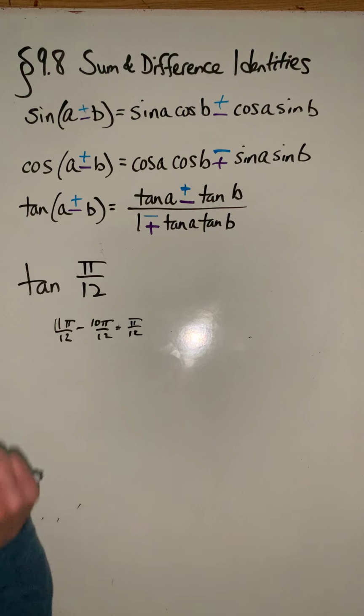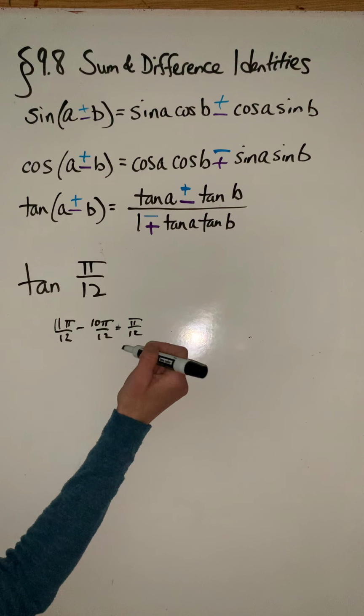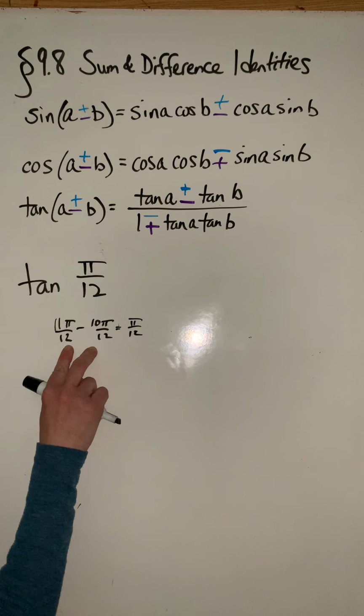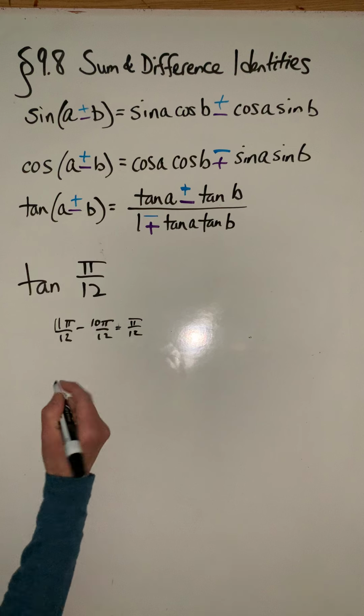If we think of any two consecutive integers here, 11 and 10, 10 and 9, 9 and 8, so on and so forth, we could keep going. Then those are all going to work, right? Because that would give us pi over 12. So we just need to find two that when we reduce, they're going to be things that we can evaluate.